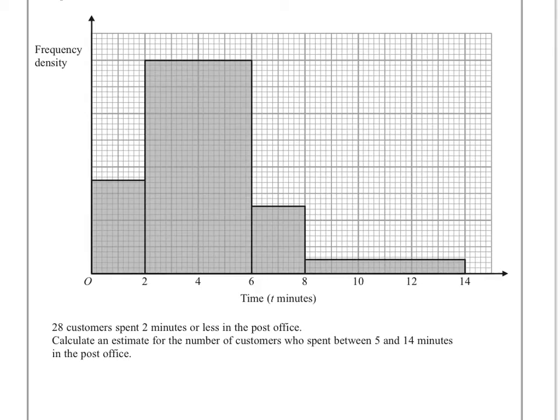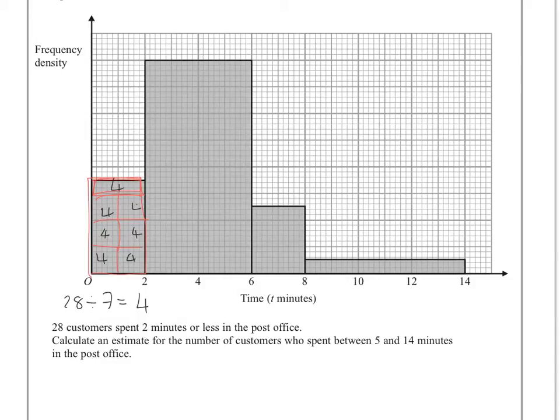With histograms, the area of each bar represents the frequency. So I know that 28 customers represents that area there. Breaking that up, we have 6, 7, so there I've got 2 halves, making a whole. So I've got 7 5 by 5 squares there. So 28 divided by 7 equals 4. Each of these squares here represents 4 customers.